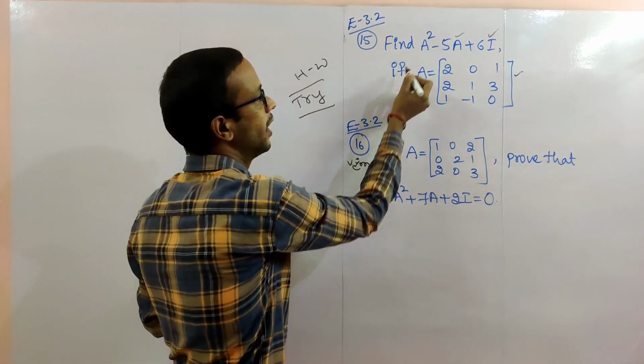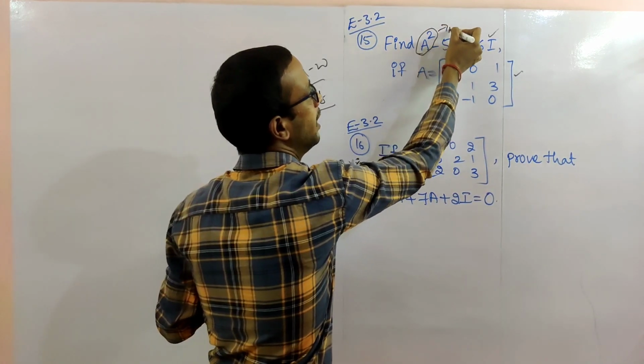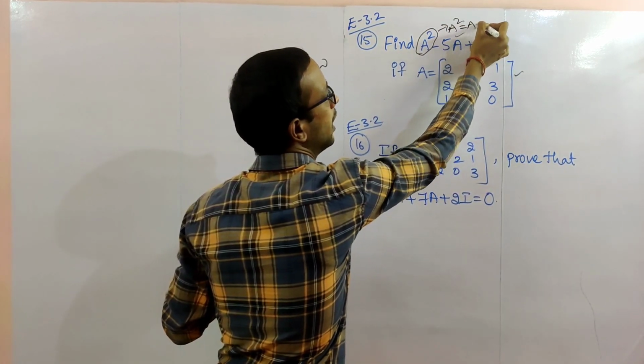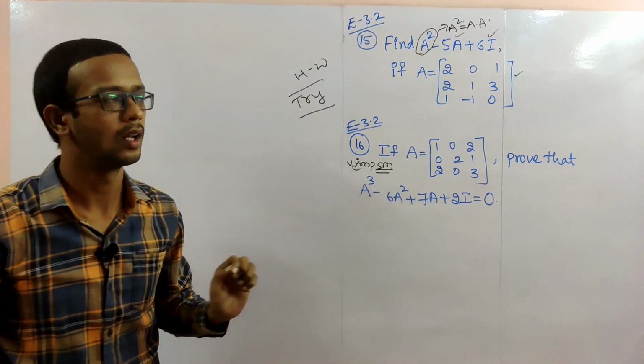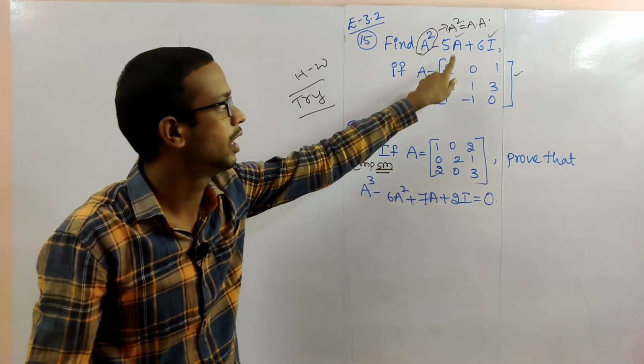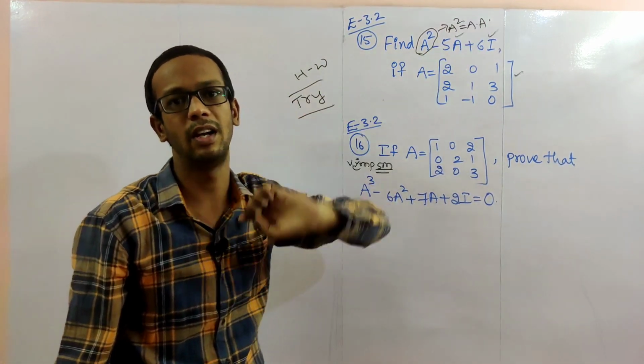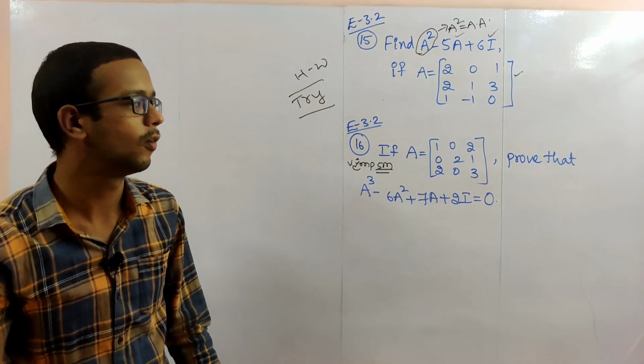So how will we find A square here? A square is equal to A into A. Already you know the A matrix. Substitute the A matrix 2 times and multiply. We have to follow the row by column method.